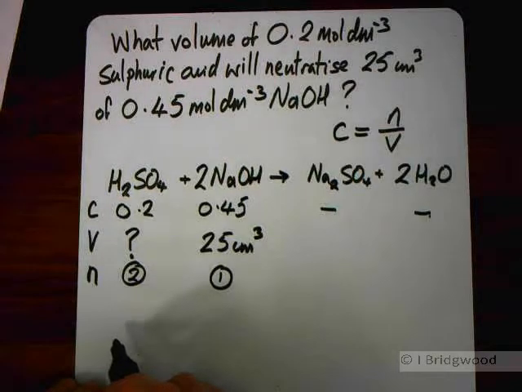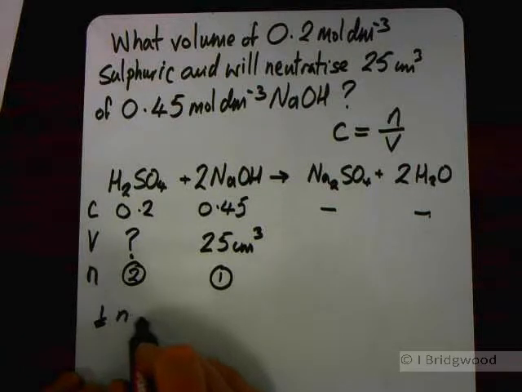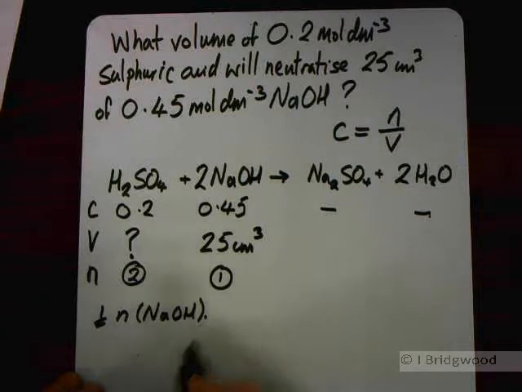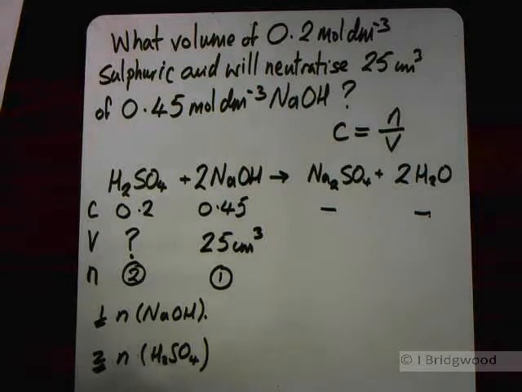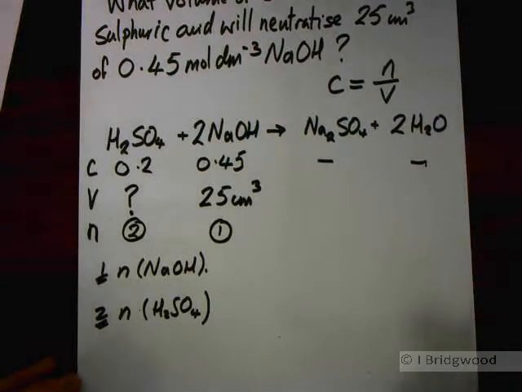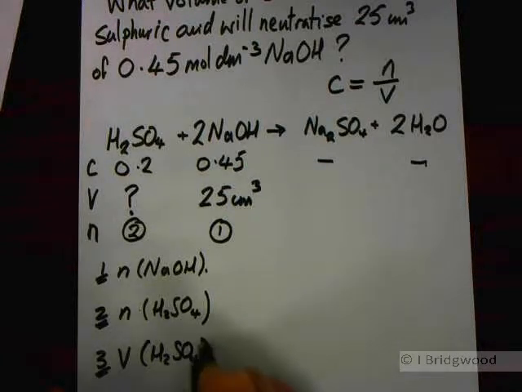So we have 3 steps in our process. First step is to work out the amount of sodium hydroxide. Second step, from that work out the amount of sulfuric acid. Third step is to work out the volume of the sulfuric acid. So let's go about it.